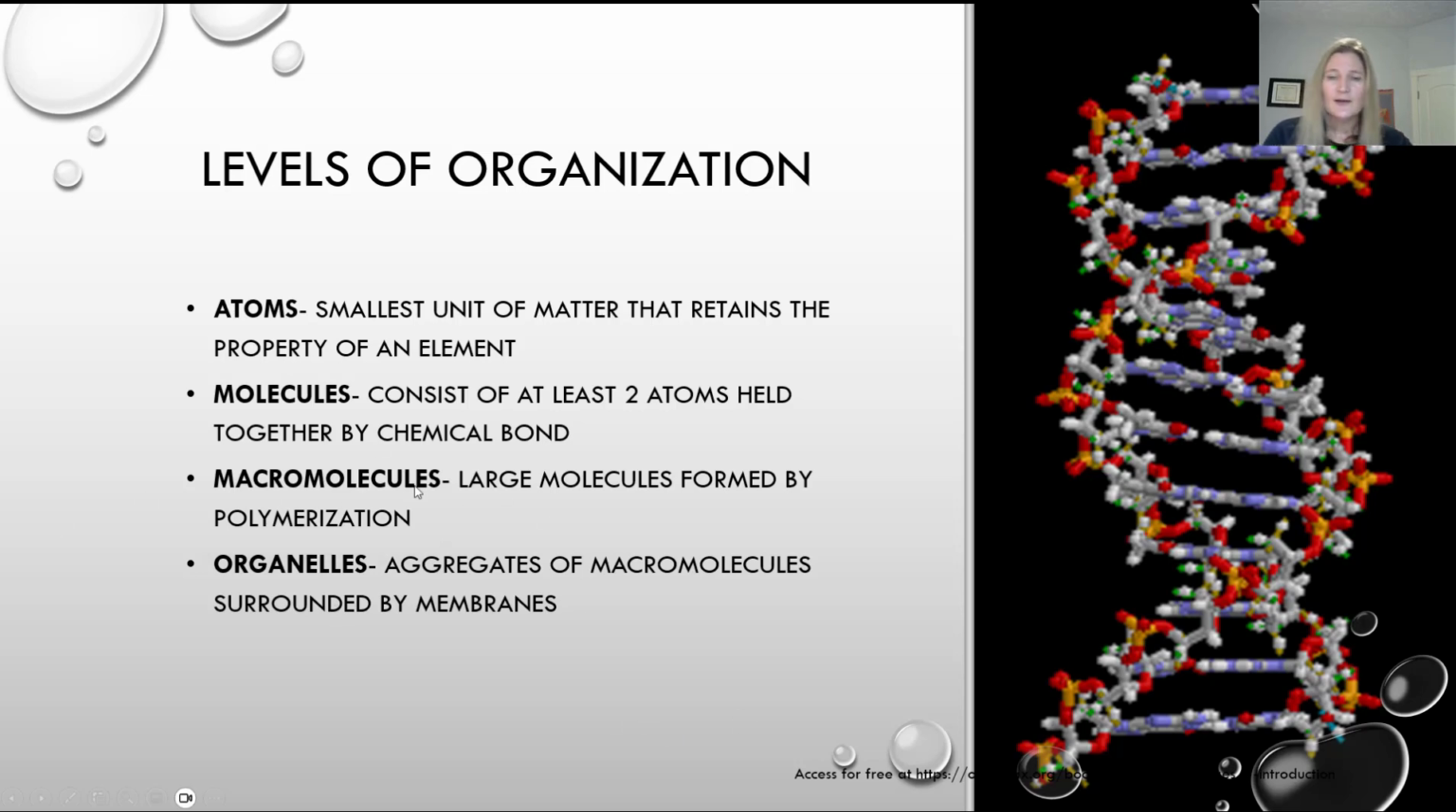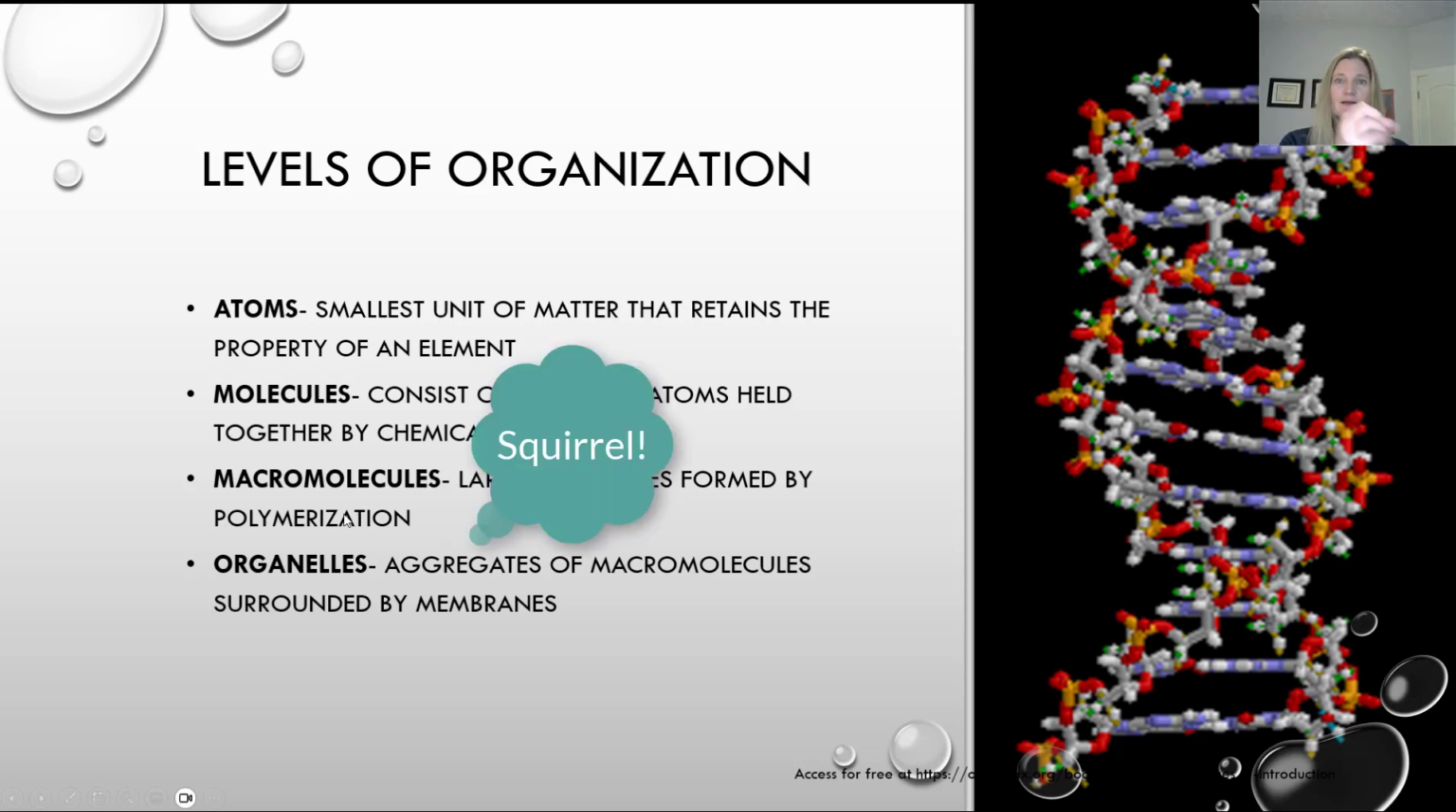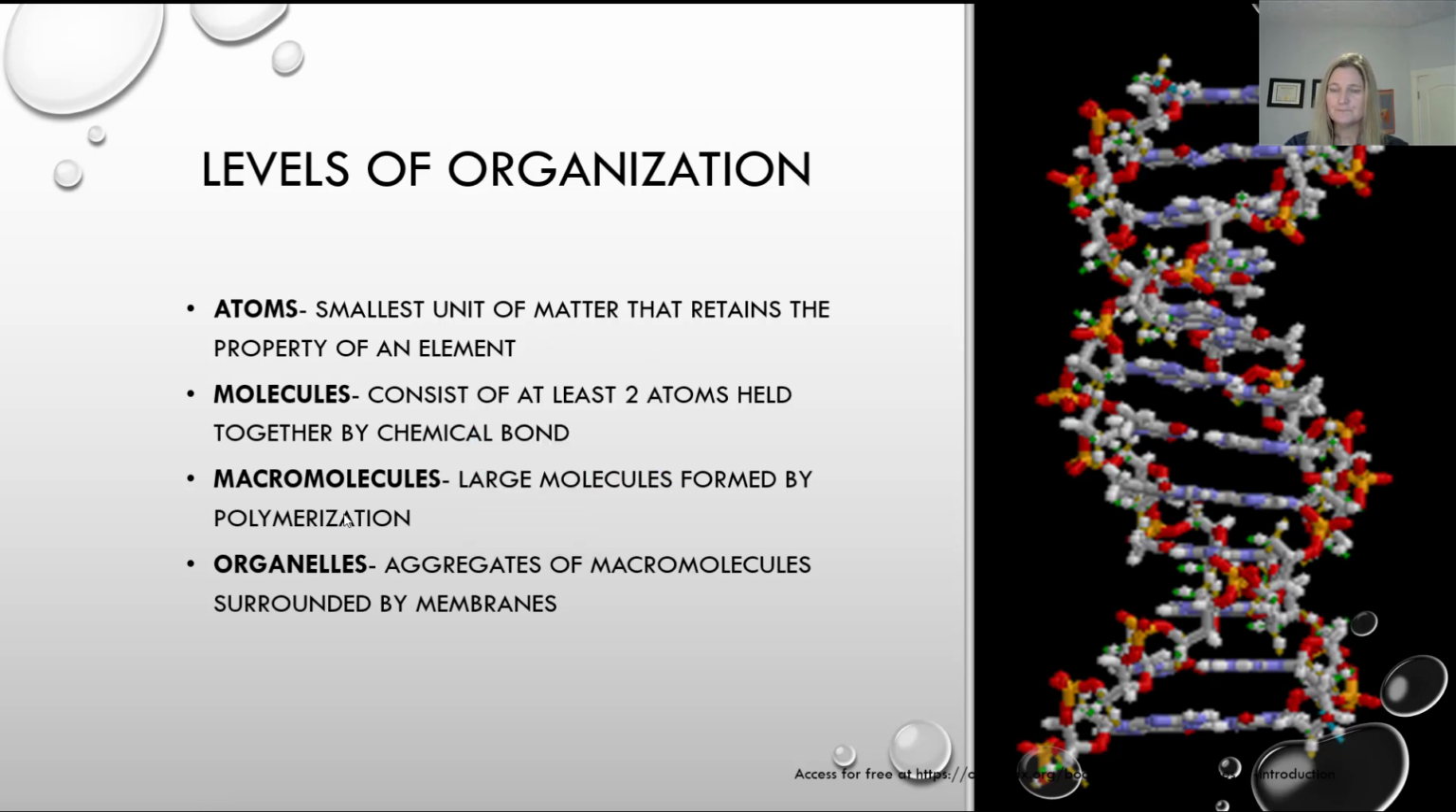So if you look at the smallest scale of that eastern gray squirrel, you might see that there are proteins and nucleic acids and carbohydrates and lipids within that eastern gray squirrel, that each one of those macromolecules are made of molecules, and each one of those molecules are made of atoms.